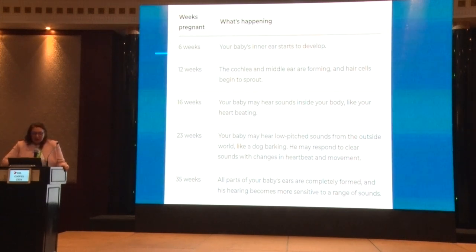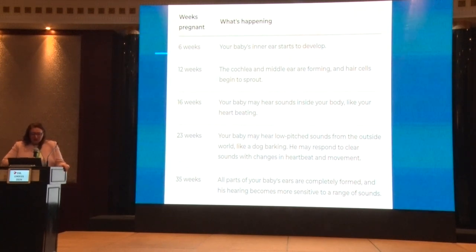At 23 weeks, the baby may hear low pitches. Low pitches does not mean low sounds. No, low pitches are like a doorbell, something like that. These are low pitches, which are not part of the speech frequencies. A low pitch is a vibration sound, so it can be felt, not only heard. So he can hear these sounds, and they will be very clear to him.